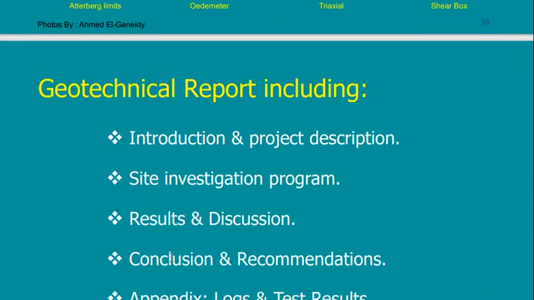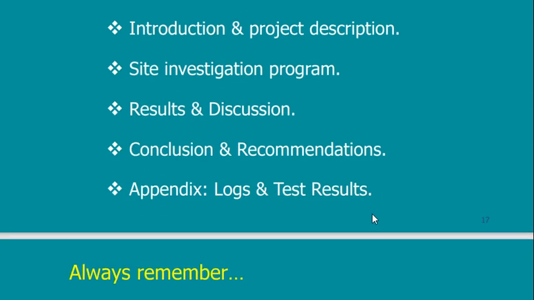Then finally, you will have something called appendix. This appendix includes all the data that you have used in your report. If you have a data sheet of a test, put it. If you have photos, put it. If you have a borehole log, put it. Whatever you have, put it in this appendix so that it would be a complete document.